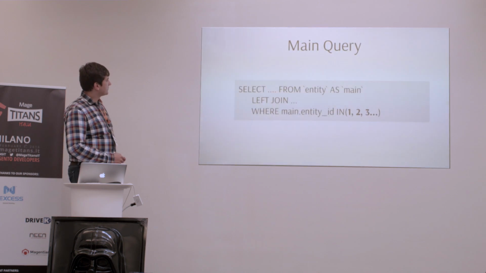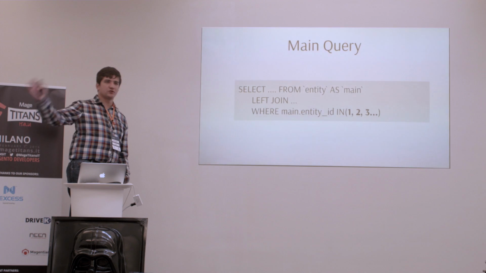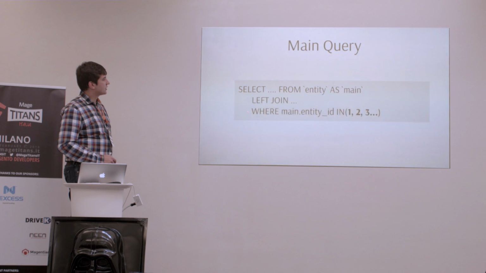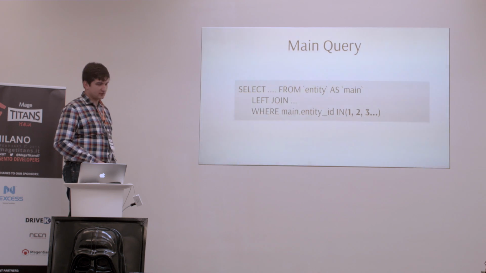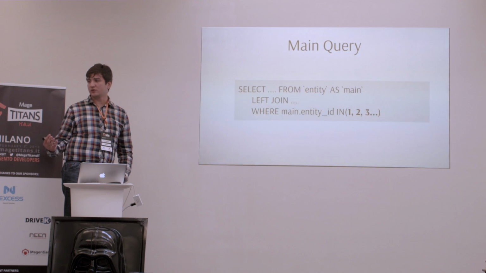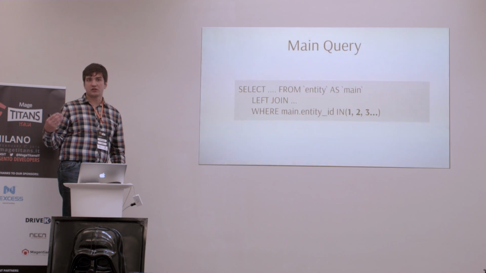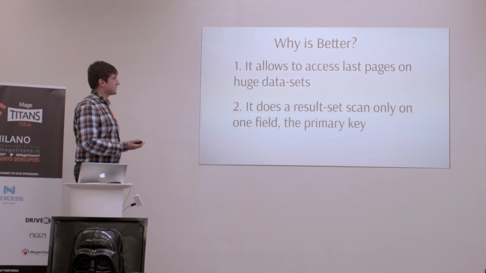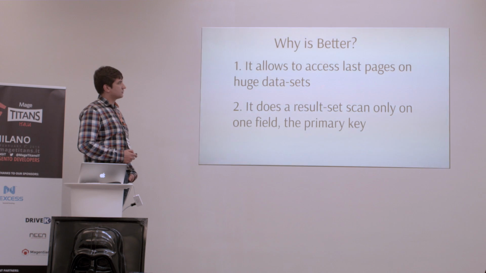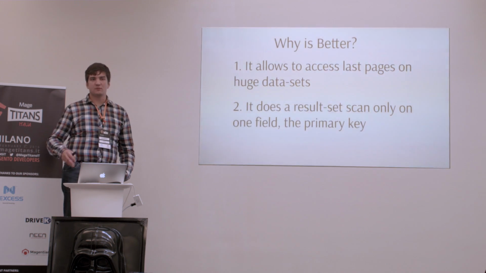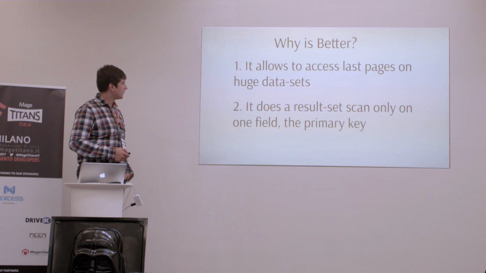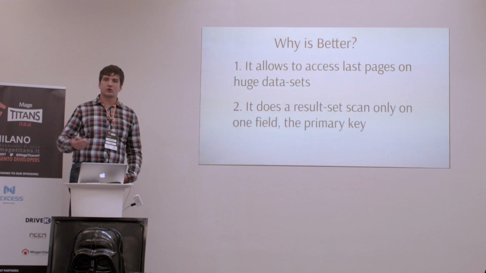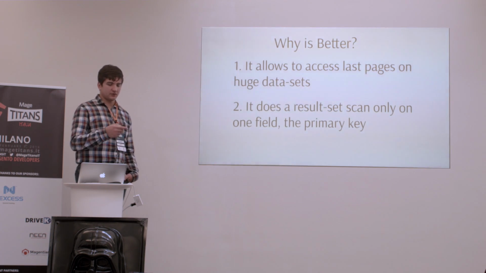Then I take the main query, the one with these terrible joins that was performing slow originally, and I just filter it by IDs. Now it performs a little bit better because even joins on a smaller data set are much faster. So why is it better? First of all, it allows access to the last pages of a huge data set in the same reasonable time frame. And it does a result set scan only for one field, your primary key, not the rest of the fields.